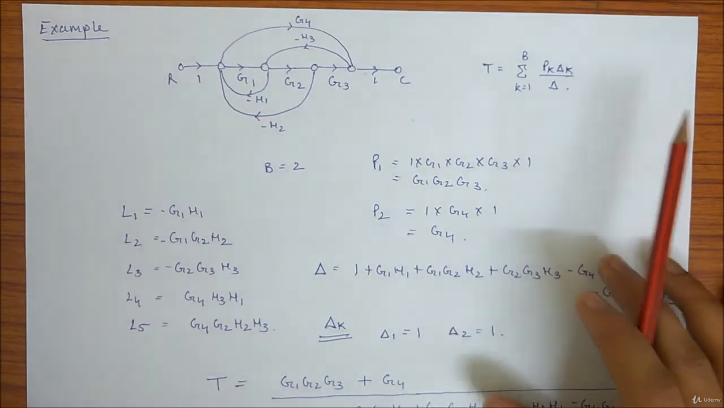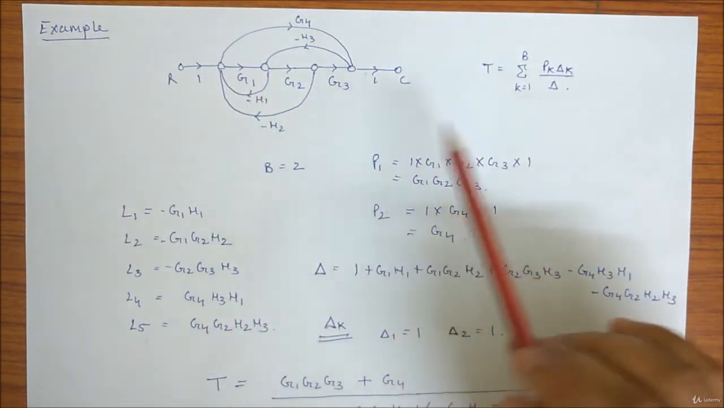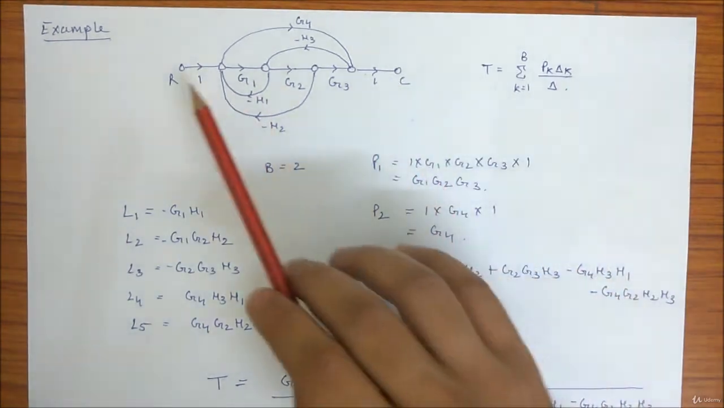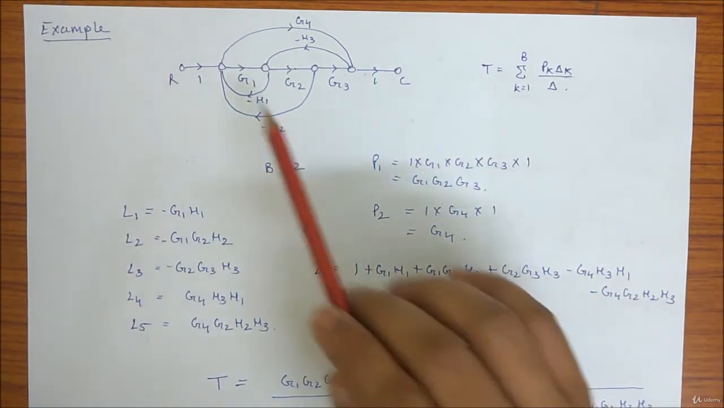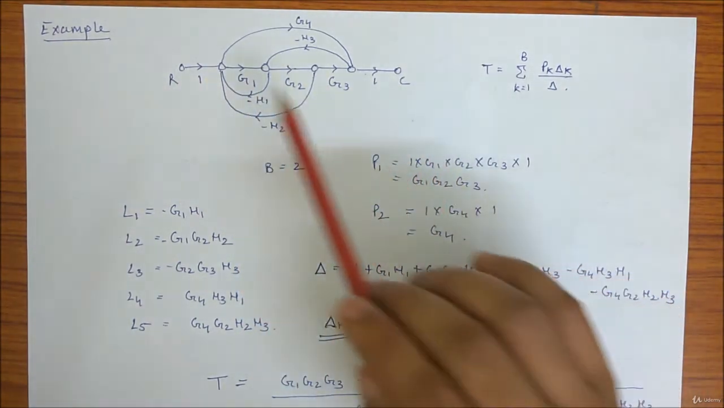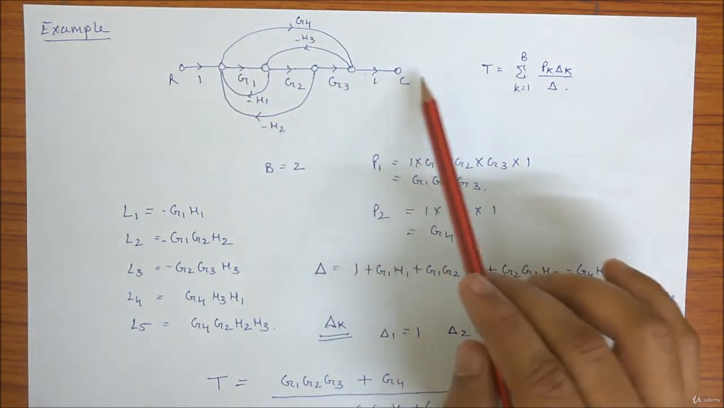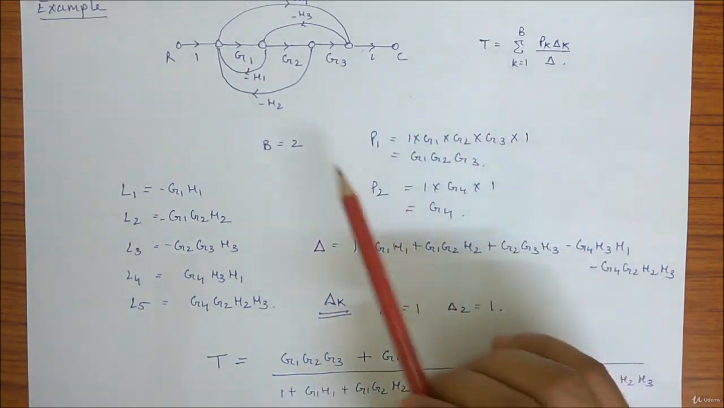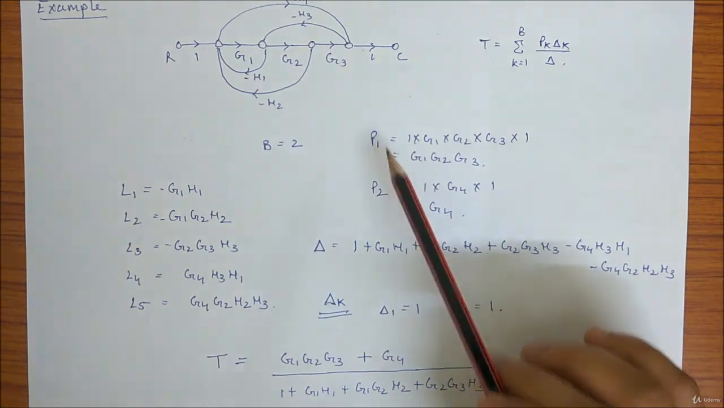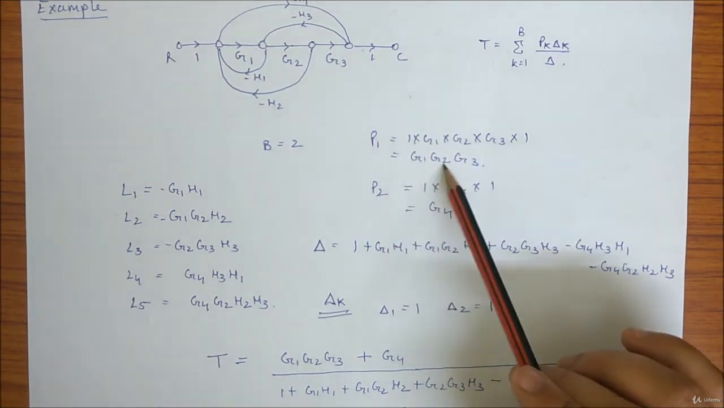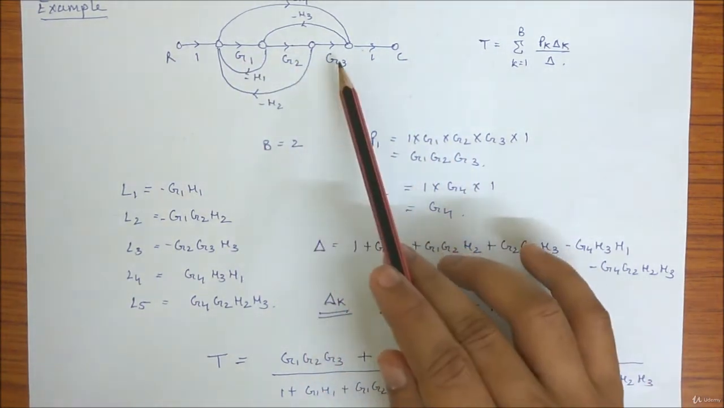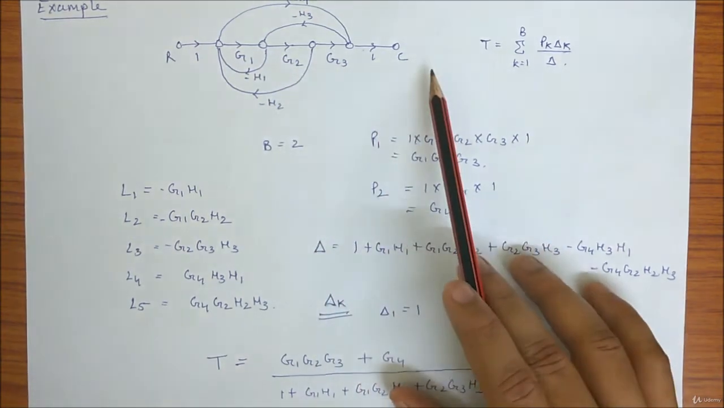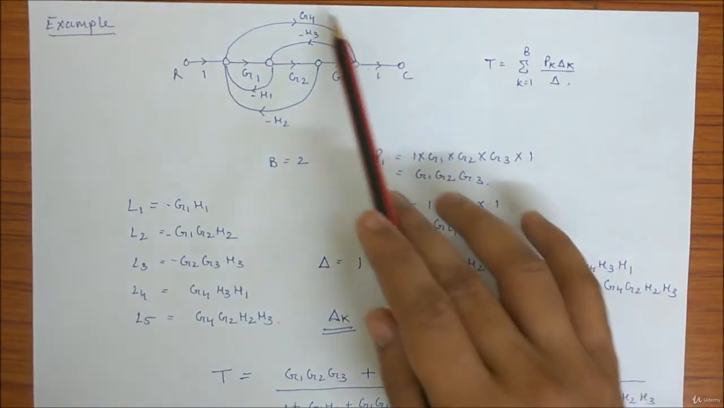You can see this is one example. Same thing, we have to find C by R. B is equal to 2. This is one path and this is one path. So we have two paths, P1 and P2. You will directly write G1, G2, G3 from this row, and G4 from this path.